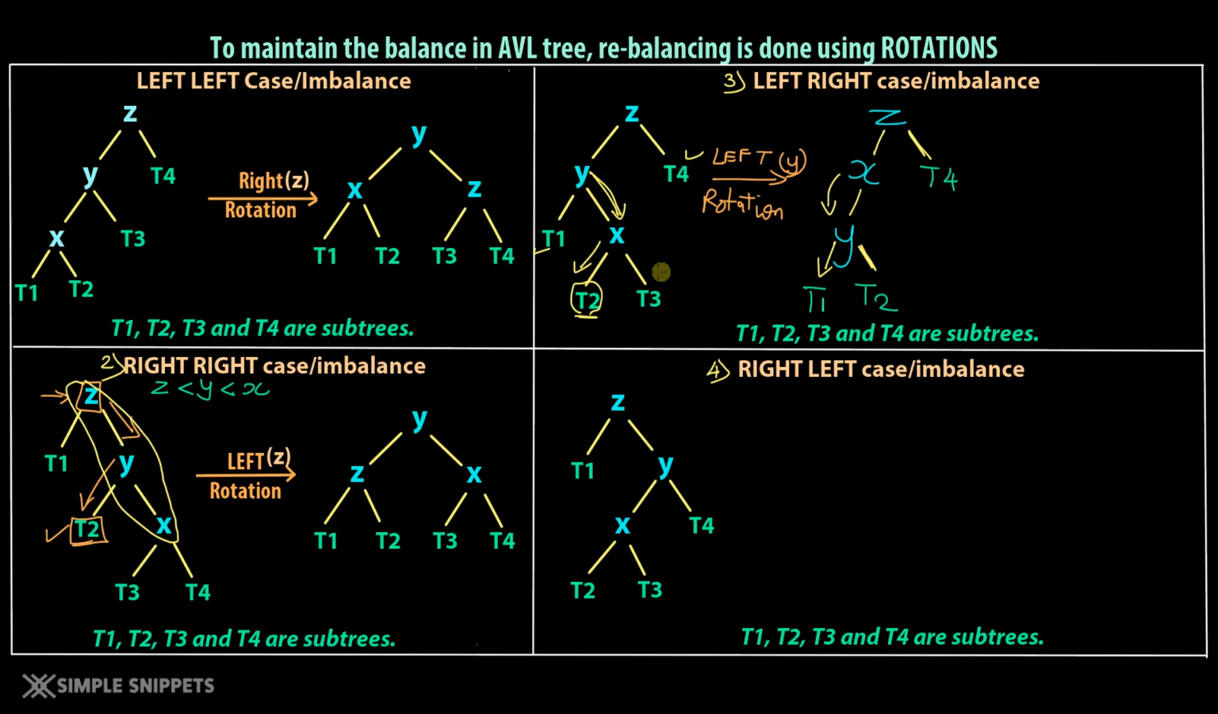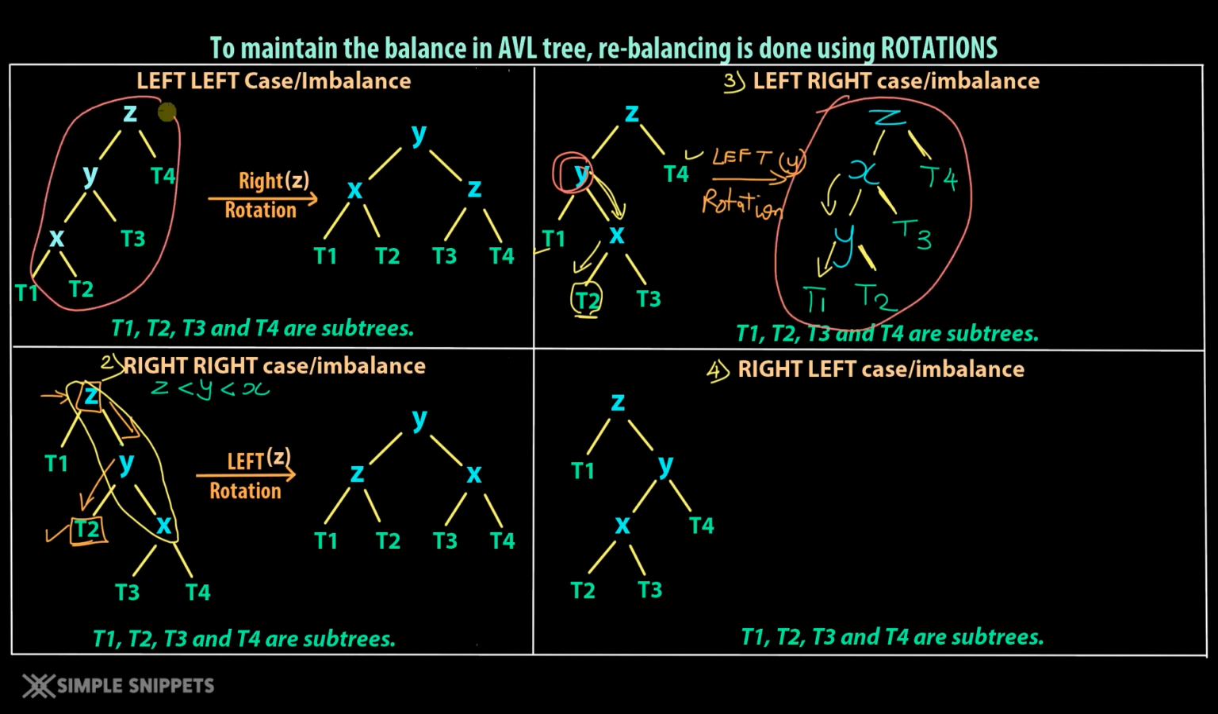And lastly, we have T3, which is towards the right of x. Do we have anything to the right of x? No. So T3 will come over here directly as the right subtree of x. Okay. So after one full left rotation on y, we did the rotation on this node y and not z. We have got this left-left imbalance case. You can see this structure is similar to this structure.